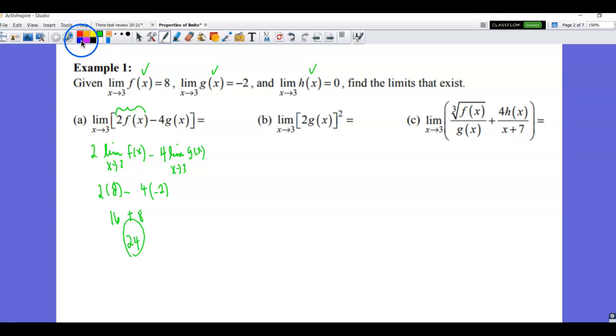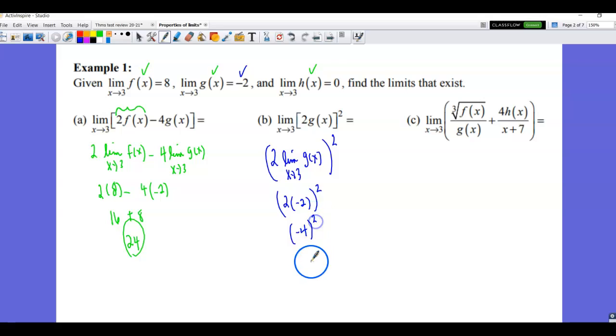Now maybe for letter B you want to stop the video and try it yourself, or for C or whatever, but here is the rewrite on this one. Remember order of operations, we're going to do the limit first. There's the constant rule. Limit as x approaches 3 of the function. And then remember what we said, we're going to square afterwards. So we're going to find the limit first, and the limit as x approaches 3 of g of x is negative 2, so we have 2 times negative 2 squared. 2 times negative 2 is negative 4. Square that, and we get positive 16.